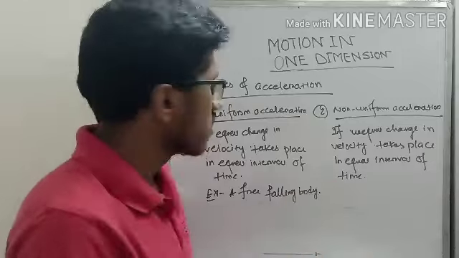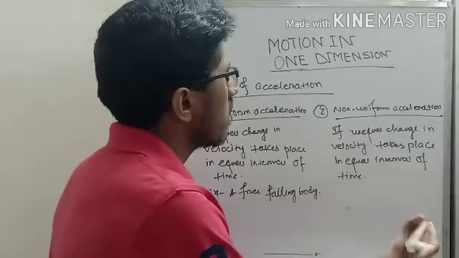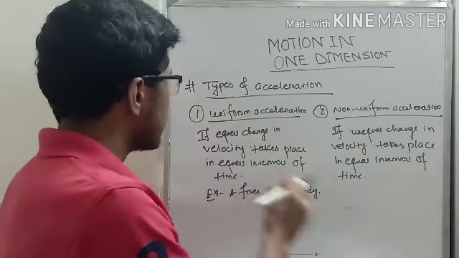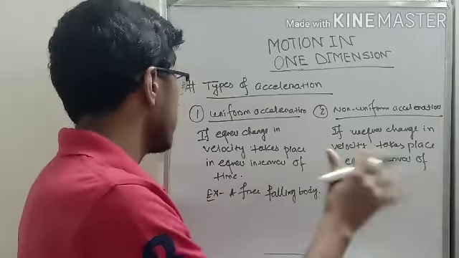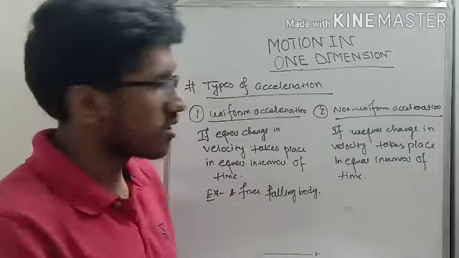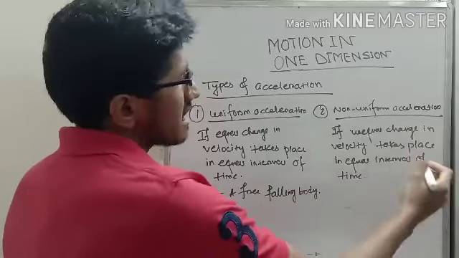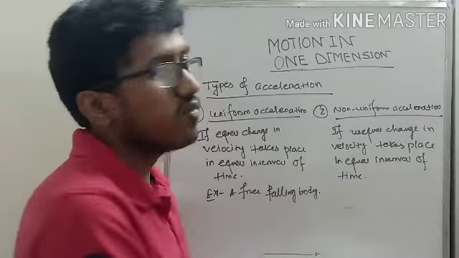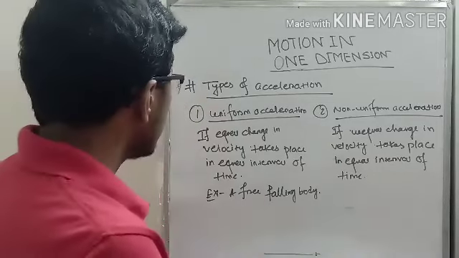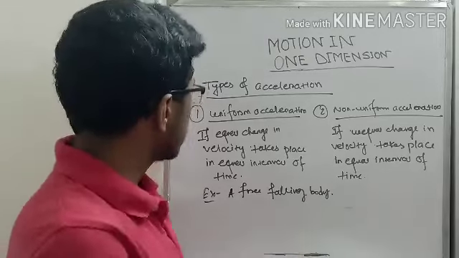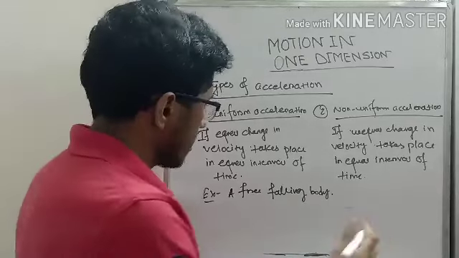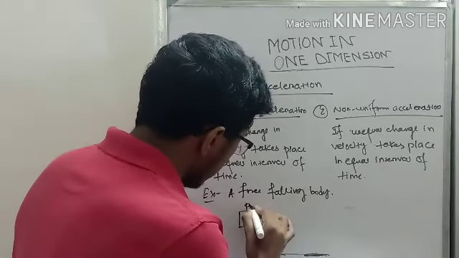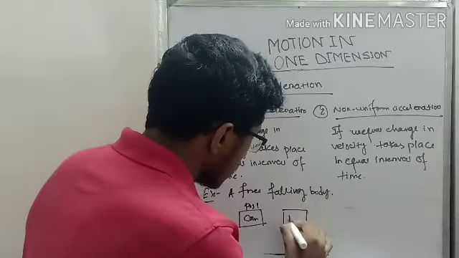Types of acceleration. First is uniform acceleration and next is non-uniform acceleration. Uniform acceleration: if equal change in velocity takes place in equal intervals of time. Non-uniform acceleration: if unequal change in velocity takes place in equal intervals of time. The example of uniform acceleration is a freely falling body. Explain uniform and non-uniform acceleration with a diagram. See, there is a car in position 1 and the same car in position 2.